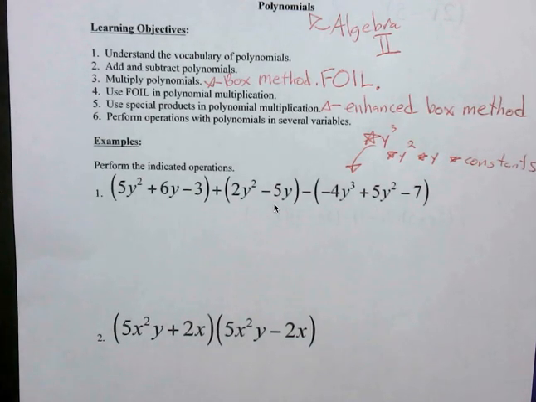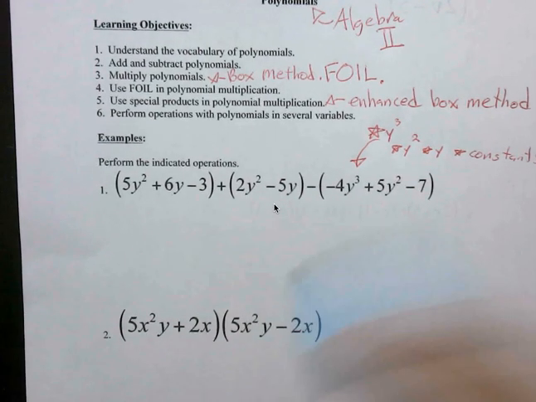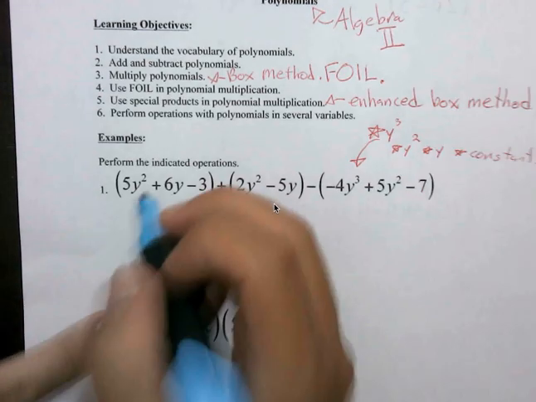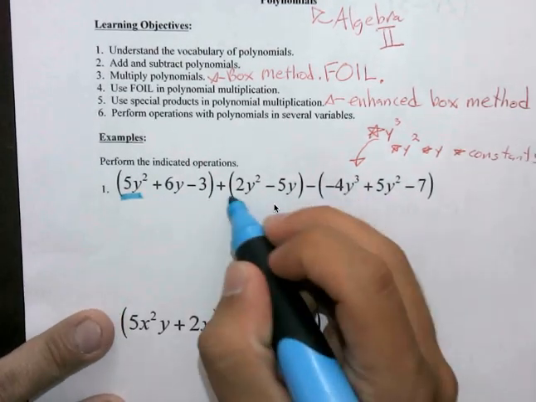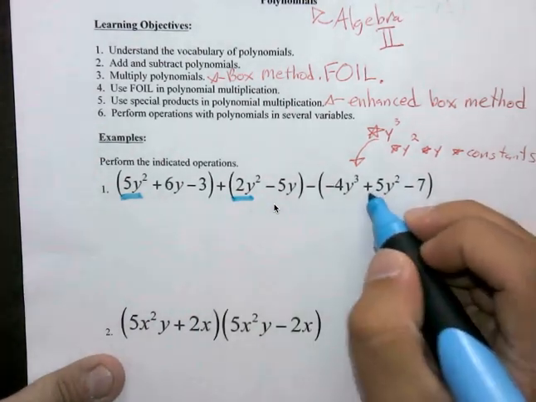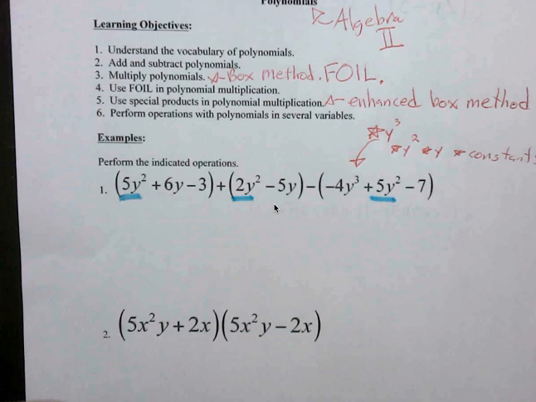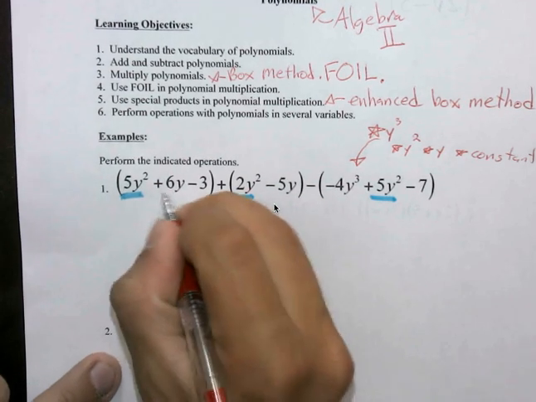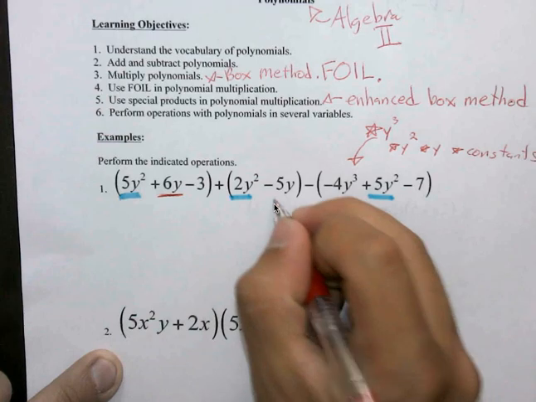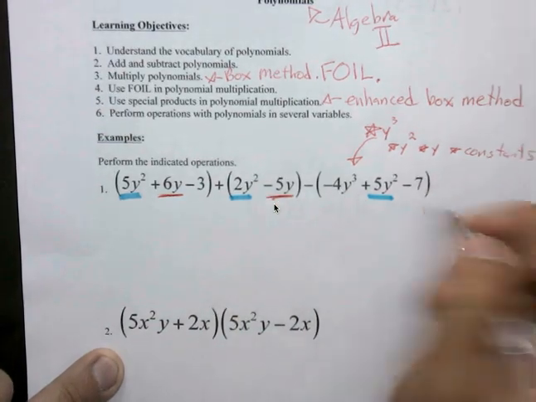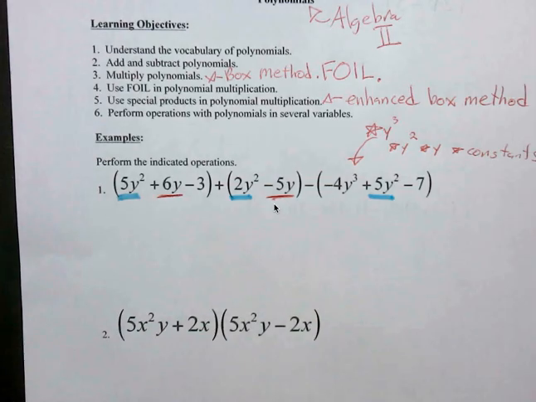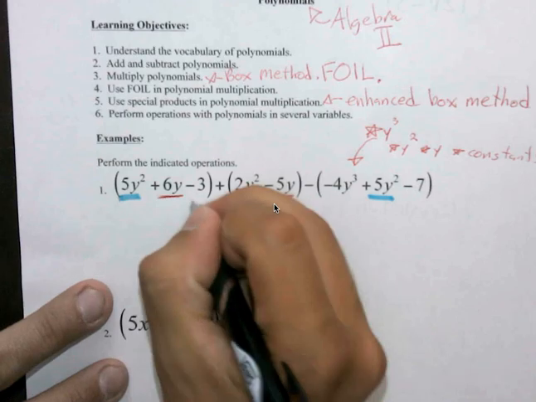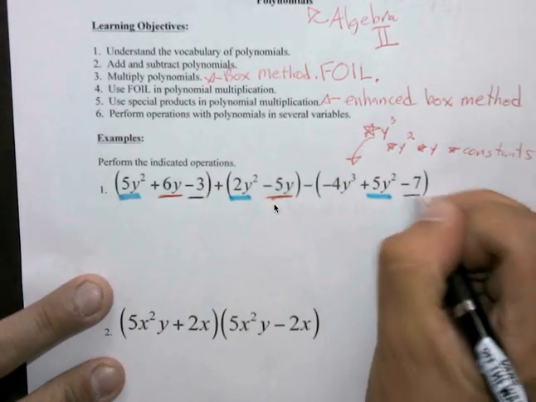I'm a big fan of color coordinating, so how I'm going to start this off is just by color coordinating what I know I need to combine. So I know that I have a 5y squared here, 2y squared here, another 5y squared here. And the reason I'm color coordinating this is so I don't confuse any of the types of variables that I'm working with. In red, I'm going to use that for the y terms, the 6y, negative 5y, and that's it. Y cubed is going to be leading that off, and we also have constants, which I'll mark in black, just so that I know where everything is.